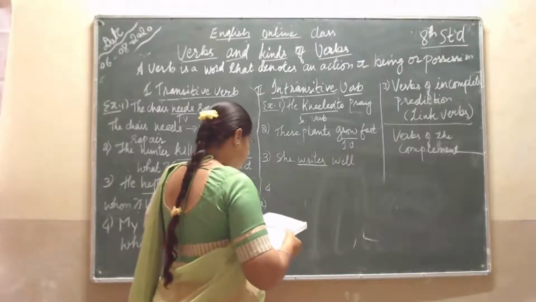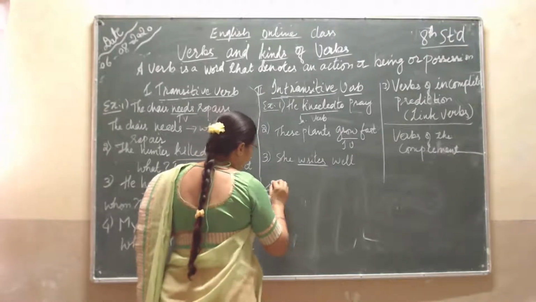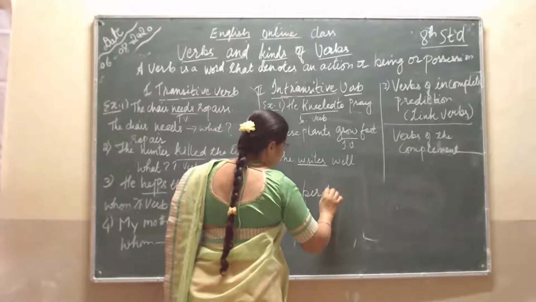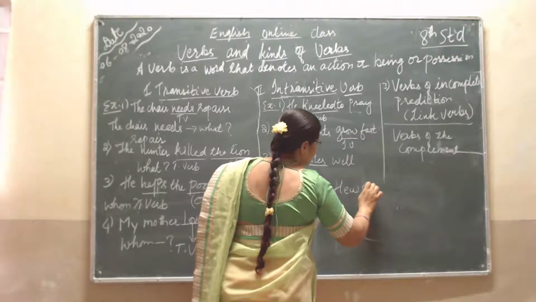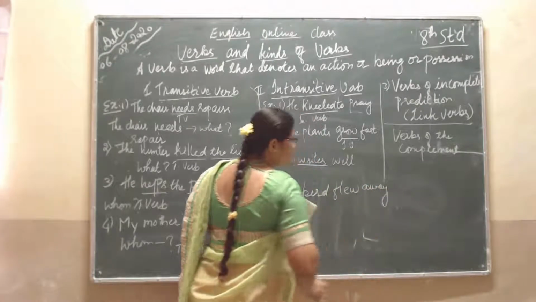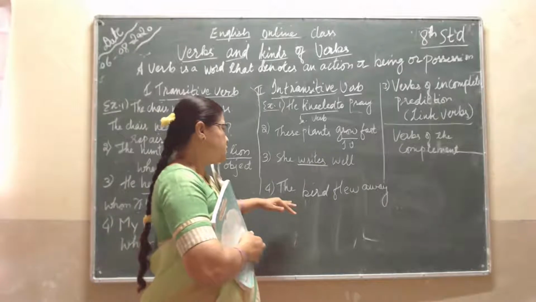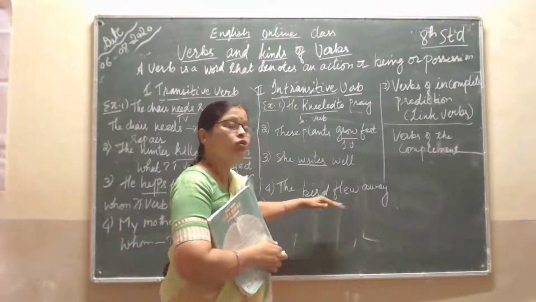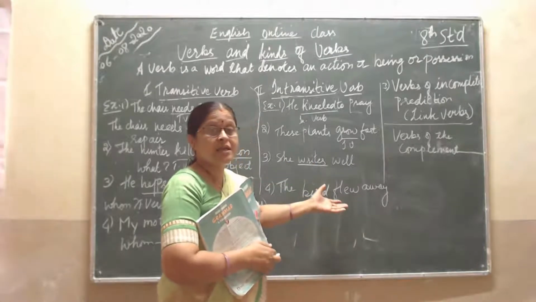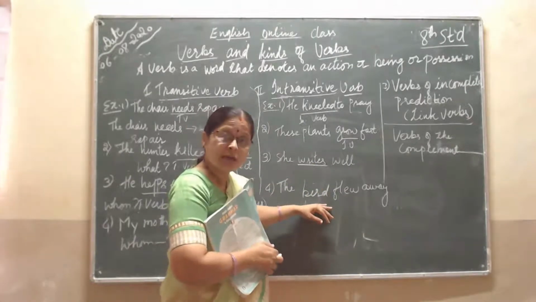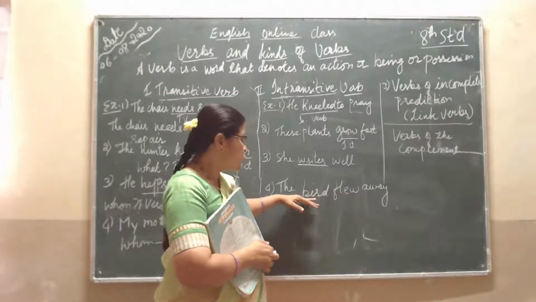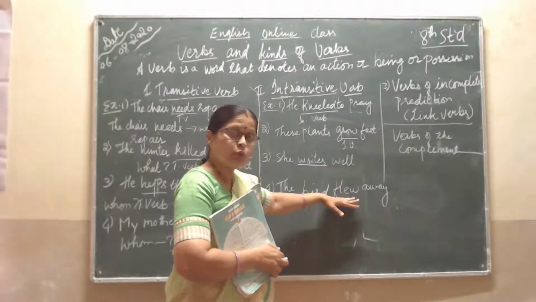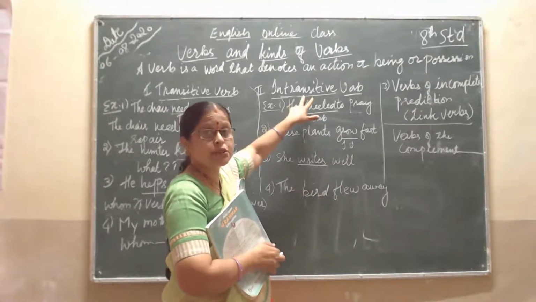The fourth example is: the bird flew away. The bird flew what? No object here. The bird flew whom? So the bird itself is flying here. Nobody is required for the bird to fly. There is no object here. So flew is an intransitive verb.